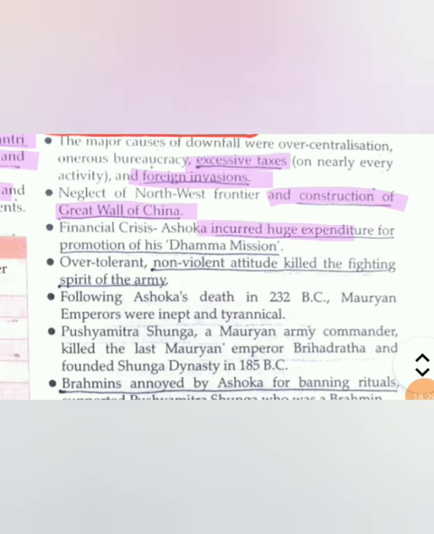Third, Ashoka incurred huge expenditure for the promotion of his Dhamma mission. For the promotion of his Dhamma mission, he appointed many people, many spies, many ministers, Dhamma Mahamatras. So he made a lot of extra expenses. Like he appointed many people, so obviously he had to give them salaries also, and he also patronized many countries and people for the spread of Buddhism. Because of this, there was a financial crisis. The economy was not good.